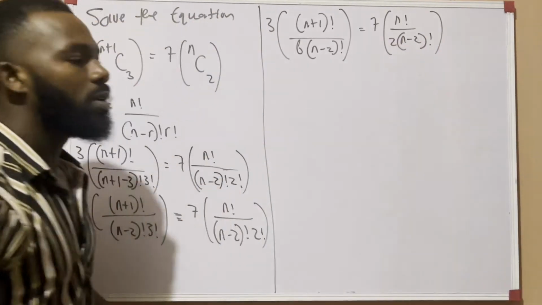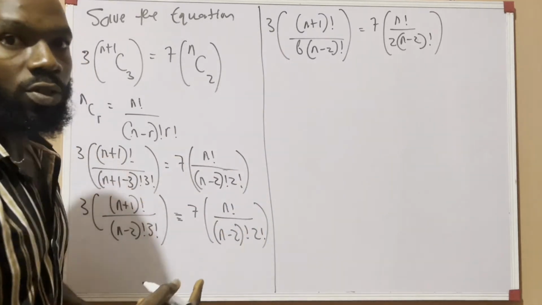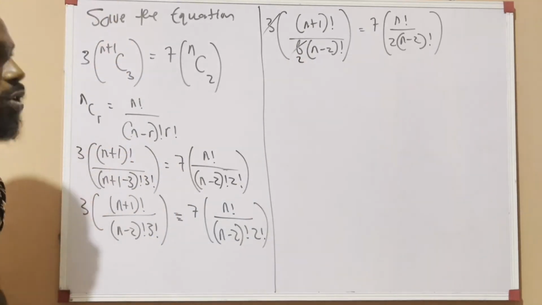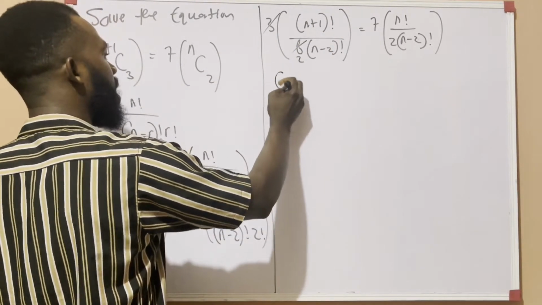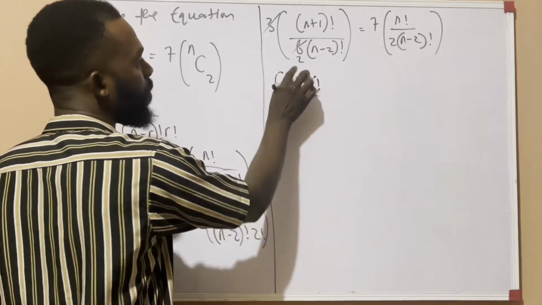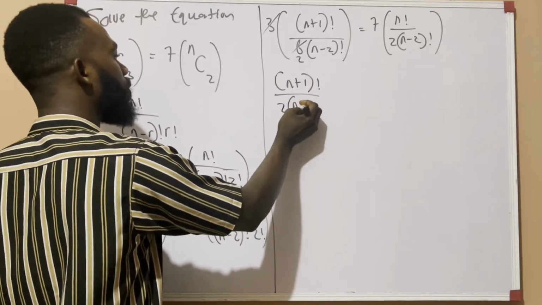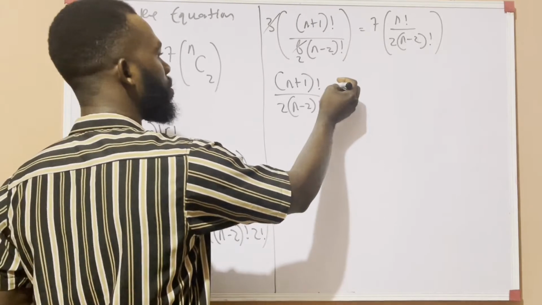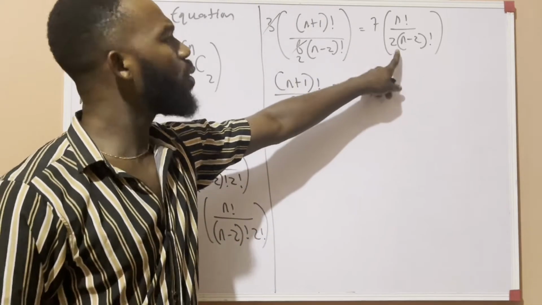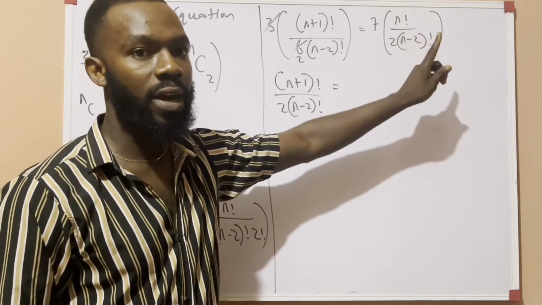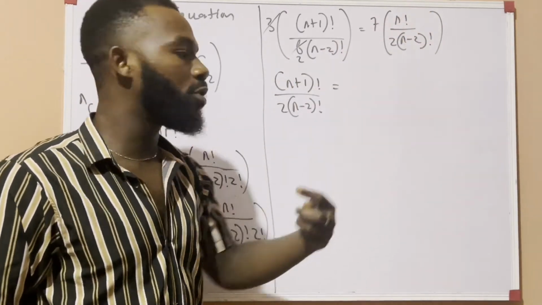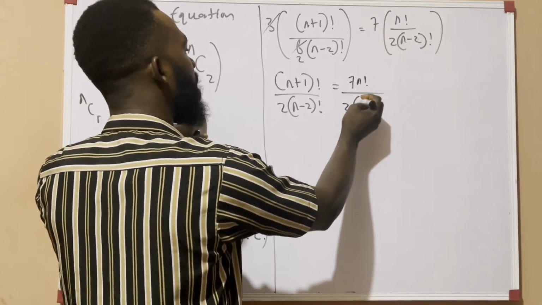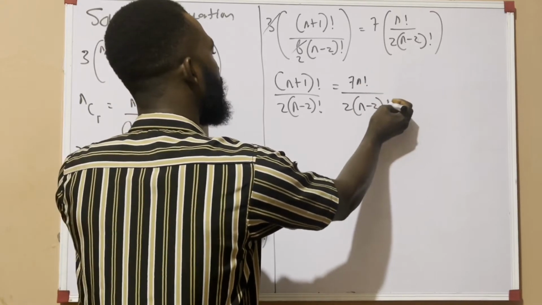Okay, good. Now, we all know that 3 can cancel out 6, and we are going to be getting 2. So what do I have? We have just n plus 1 factorial over 2 times the bracket of n minus 2 factorial. Are you with me? It's as simple as that. Now, equal to, here, 7 can be divided by 2. So I open the bracket, 7 multiplied in the numerator, which is n factorial. So here becomes 7n factorial over 2 times the bracket of n minus 2 factorial.